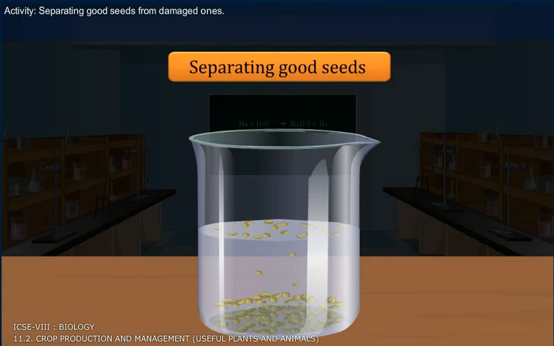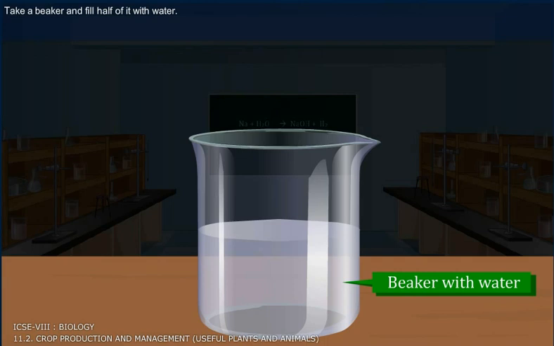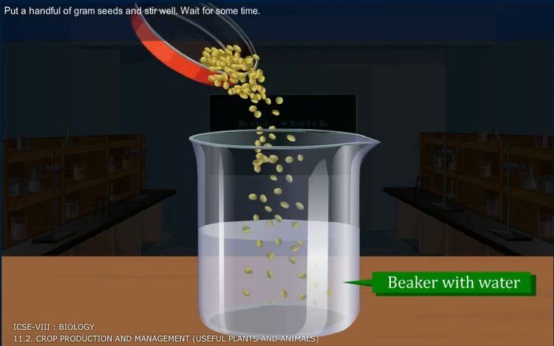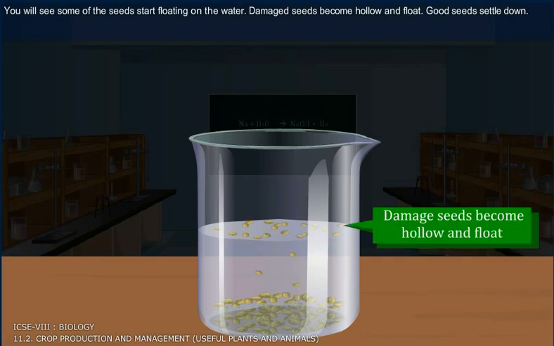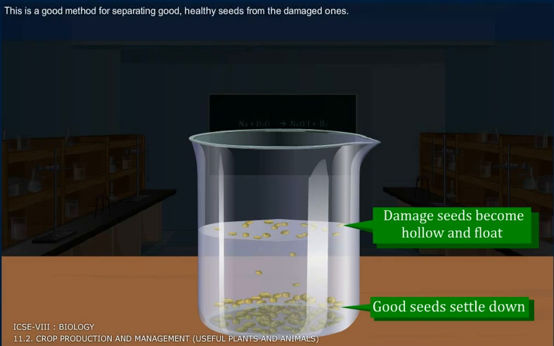Activity: separating good seeds from damaged ones. Take a beaker and fill half of it with water. Put a handful of gram seeds and stir well. Wait for some time. You will see some of the seeds start floating on the water. Damaged seeds become hollow and float. Good seeds settle down. This is a good method for separating good, healthy seeds from the damaged ones.